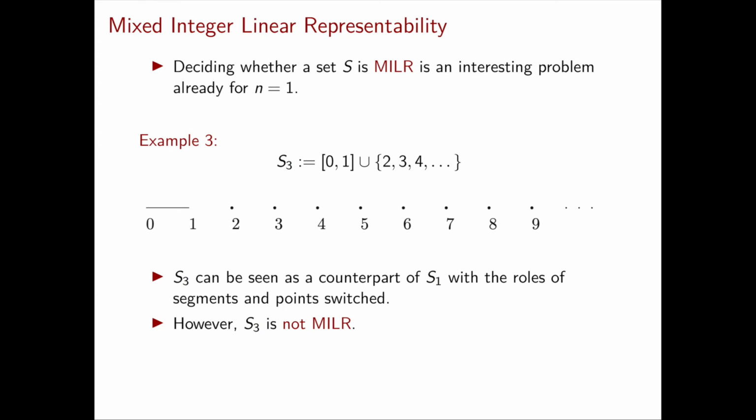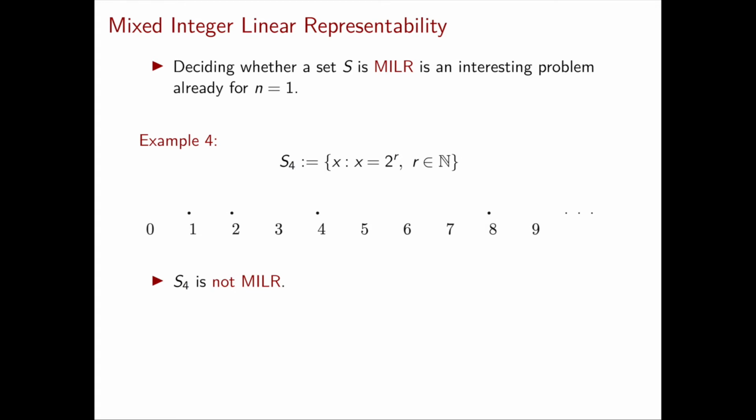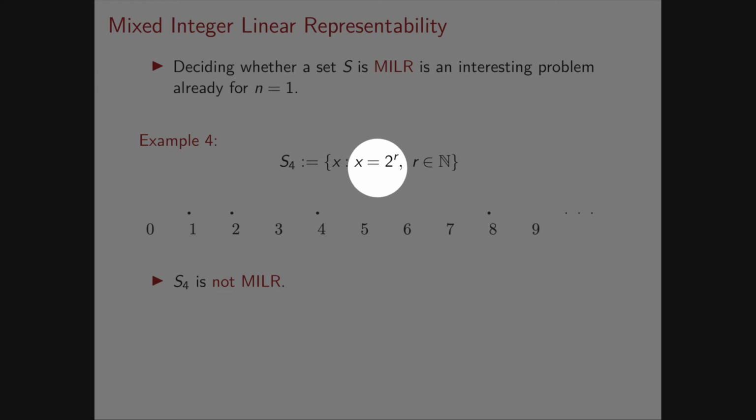No matter how hard you try, you will never be able to come up with an extended formulation for this set. At this point, I don't have a way of convincing you that this set is not mixed integer linear representable, but we will see later on, after we give our characterization, that we can actually fully understand why it's not. Then let's see a couple of other examples of sets that are not mixed integer linear representable, which can take, in a sense, a different look. So here we have the set of x that are equal to 2 to the r for r a natural number.